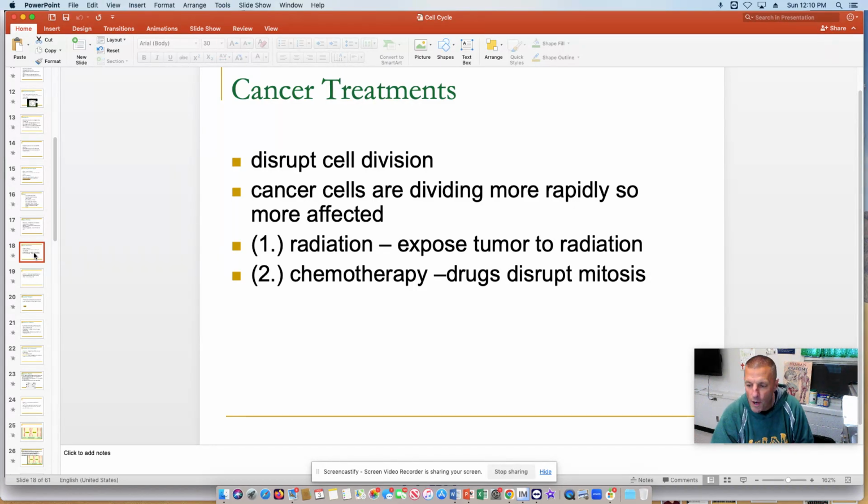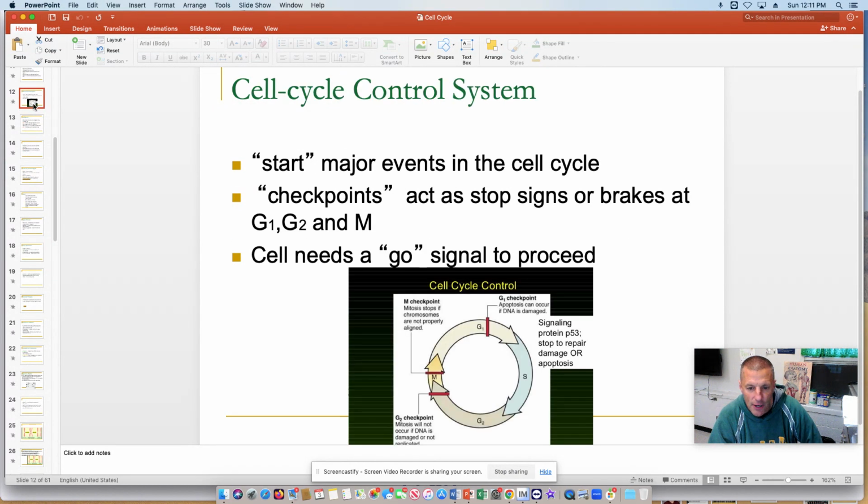Okay, so what do treatments for cancer do? Well, somehow it has to disrupt the cell cycle. So if we go back to here and we say that when cancer is happening, it's just going around and around, and it's just blowing through all these stop signs. And that causes all kinds of problems because it's making a lot of cells, but it's not making functional cells.